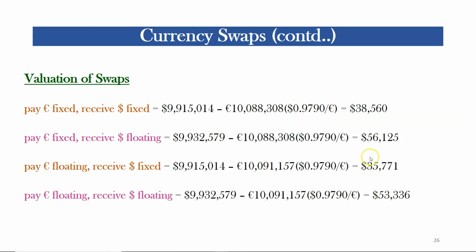The other possible combinations of currency swaps have also been valued here 90 days into the life of the swap. Note, each time we are valuing the swap in dollars, we are converting the euro side of the swap into dollars using the spot rates. You can also value the swap in euros. You will then need to convert the dollar side of the swap into euros and deduct it from the euro side of the swap to value the swap from the perspective of the counterparty.